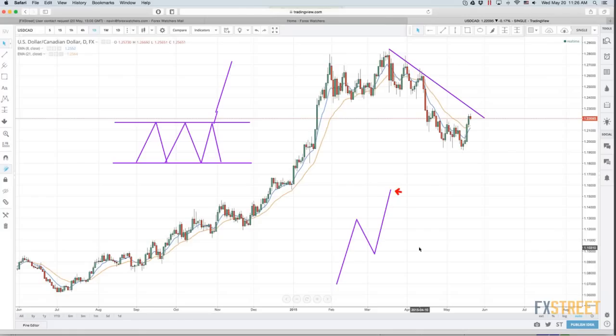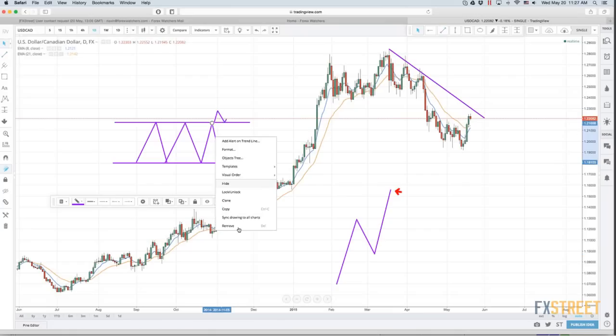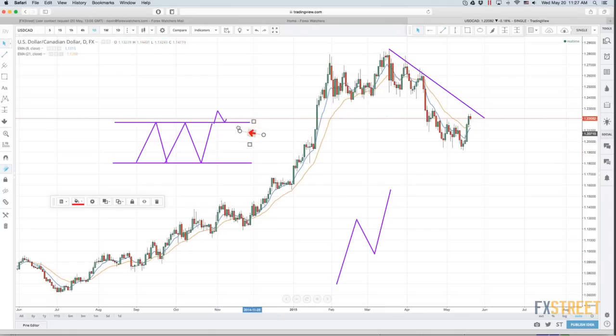Okay, where should you put your stop loss? Okay, so let's say the market comes down. Let me remove. Let's say the market comes down and it holds here and it starts to turn a little bit. Okay, so where should we put our stop loss if we are looking to go long from here?